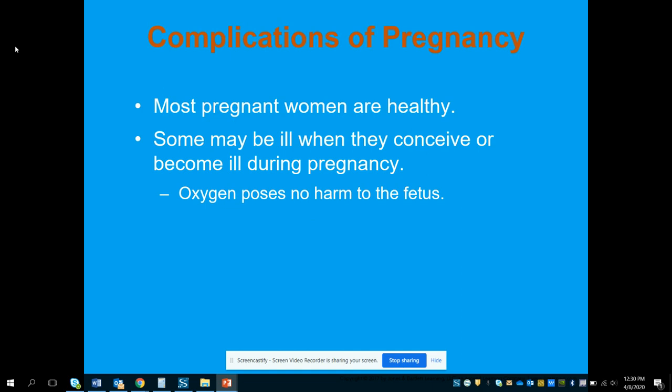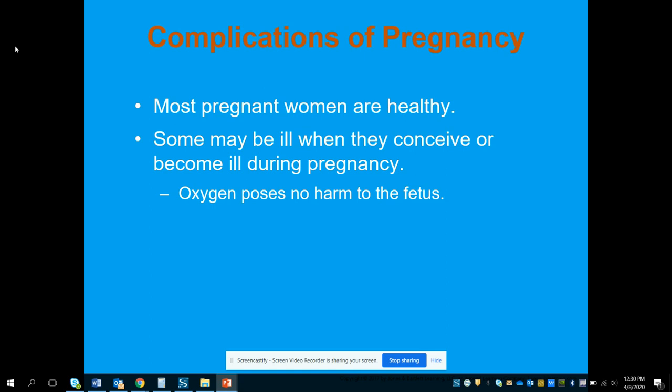So looking at some complications of pregnancy. Overall, most pregnant women are fairly healthy. Pregnancy itself is not a disability by any stretch of the imagination. Pregnant women are still able to work, still able to do a lot of things that they can do in their normal everyday life. But they might have some complications that are kind of outside of the norm.